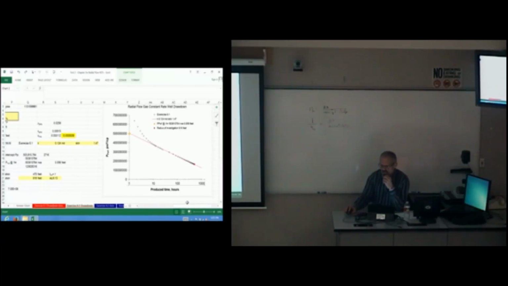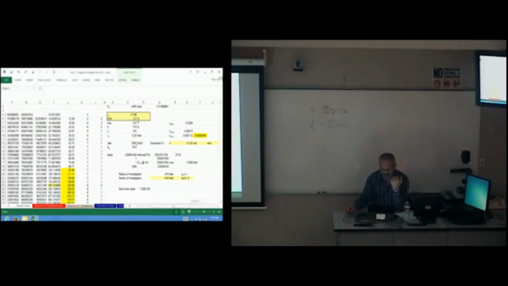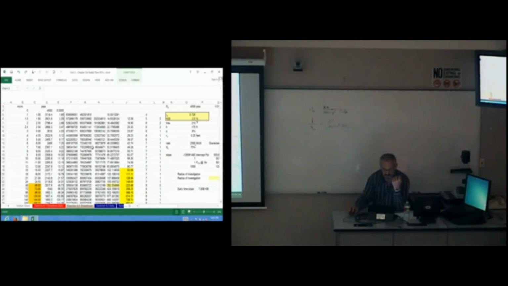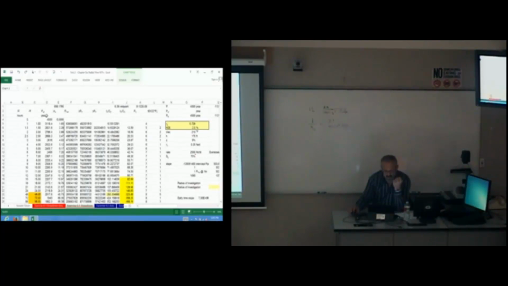I calculated a perm from that data of 0.124 and a skin of 1.47. Now, for some reason, some of you did not use pseudo-time, which would have been a function of pressure and time. And since it's a drawdown, no superposition was required.